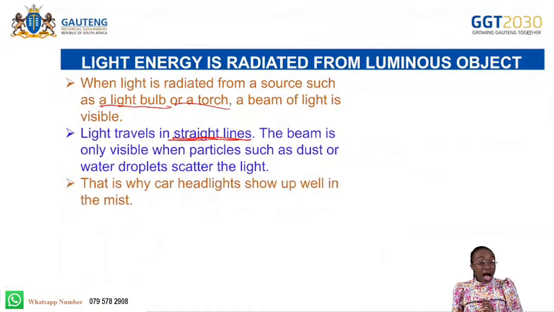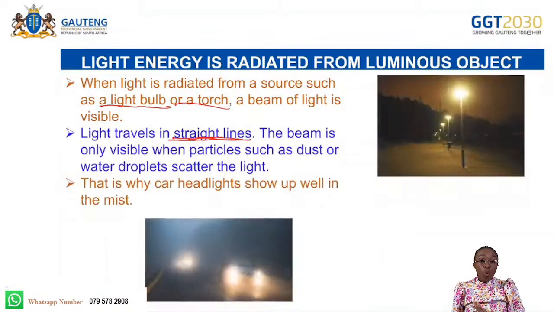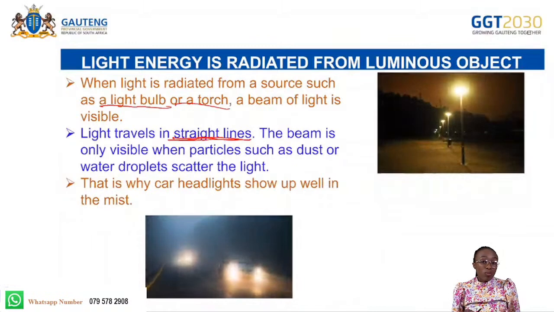The beam is only visible when particles, maybe such as dust or water droplets, scatter the light. But what we know now, because of that beam, is light travels in straight lines. This is why car headlights show up well in the mist. The water droplets in the atmosphere scatter the light, and we are able to see the beam of light that comes from the headlights.